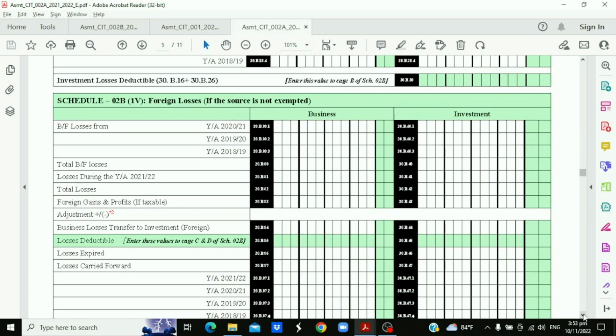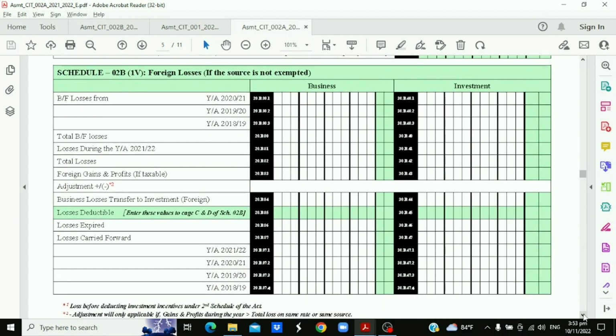Right, next one, table 2B4, foreign losses. Foreign losses, we are going to identify separately for the business and investment, right?